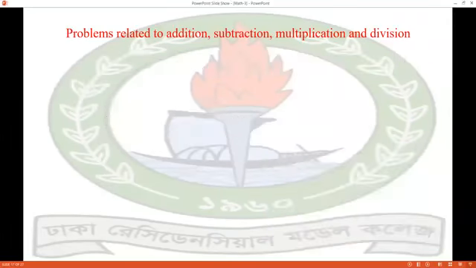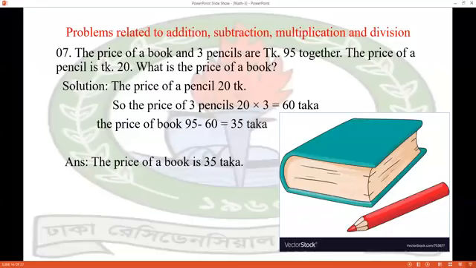And the next problem in the math: the price of a book and 3 pencils is 95 taka together. The price of a pencil is 20 taka. What is the price of the book? So we can solve it in this way. The price of a book and 3 pencils together is 95. The price of a pencil is 20 taka. So we have to find the price of the book.